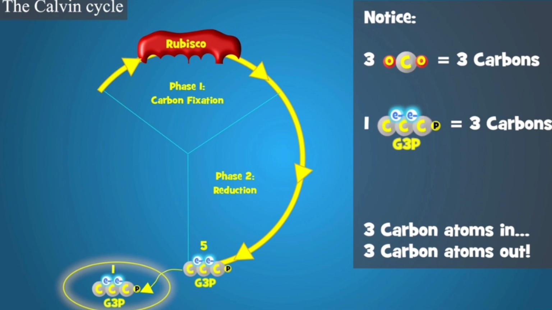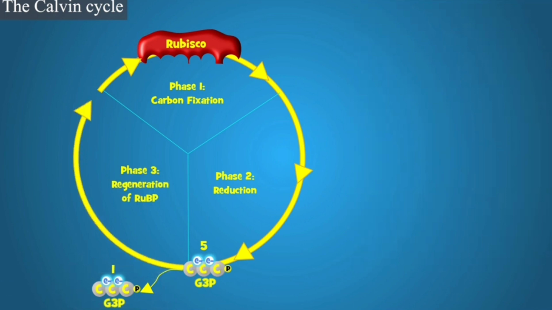That makes sense, right? Phase 3: regeneration. Notice that in our model only 1 G3P is removed from the cycle but 5 more remain.